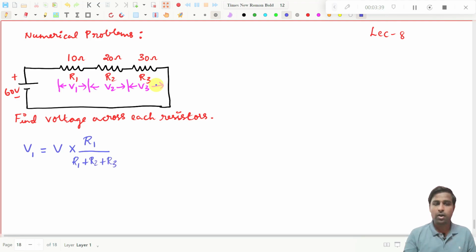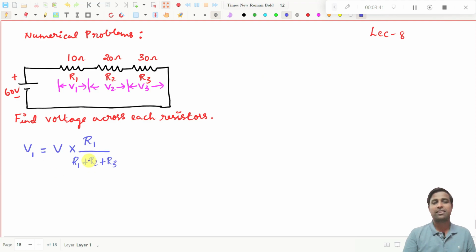You have to write the formulas like this. You don't mug up the formulas. It is not at all necessary. Try to understand the concept. The voltage across this resistor is nothing but the total voltage multiplied by the ratio of that particular resistor to the total resistance. If you understand like this, you can easily remember the formulas. That's all, right?